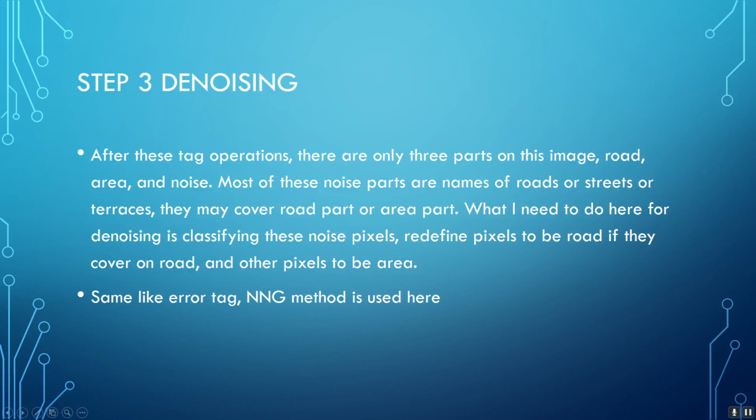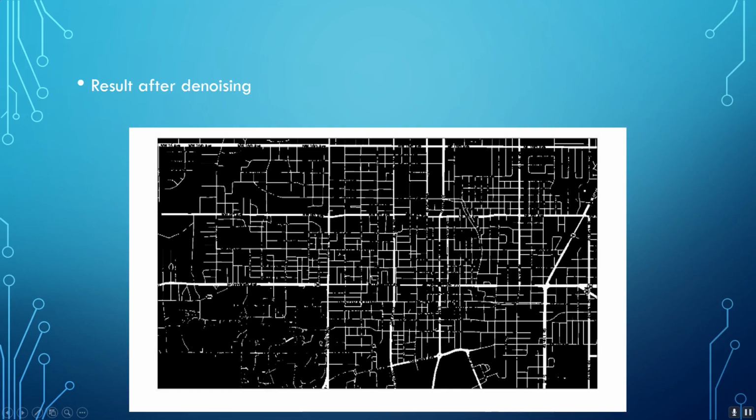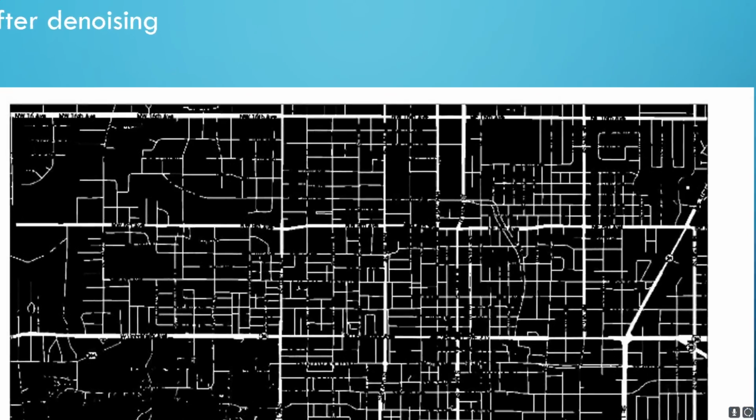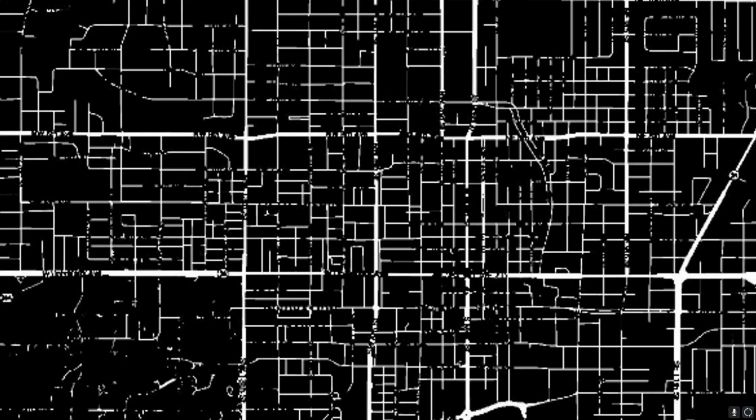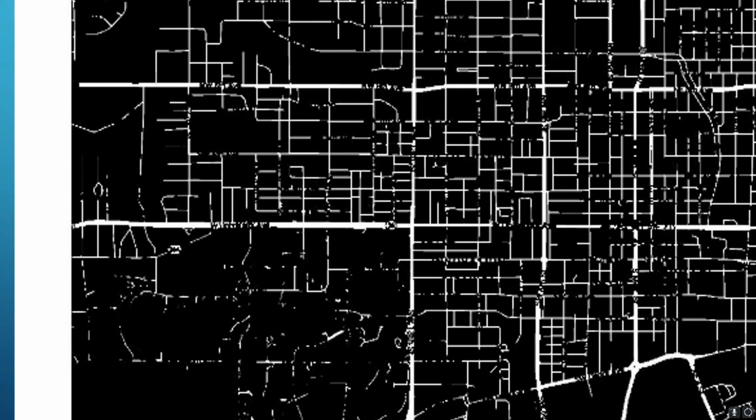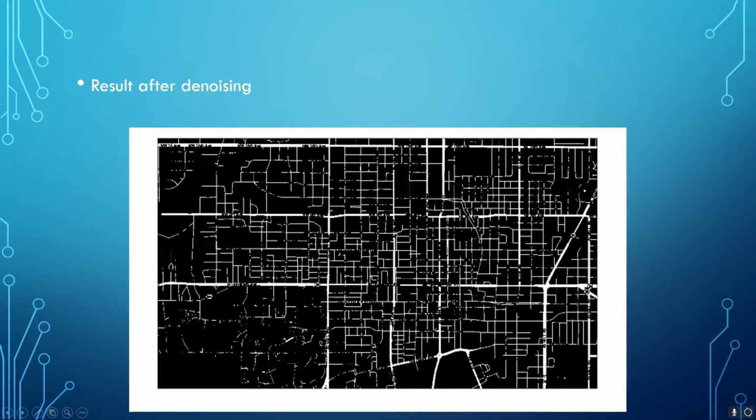So same as the error tag, we also use the nearest neighborhood grouping method, and we find the 8 pixels around it. So here is the output of the denoising. We can see here there are some broken roads. There were names before I did this denoising. I just removed these names, these words on this map.